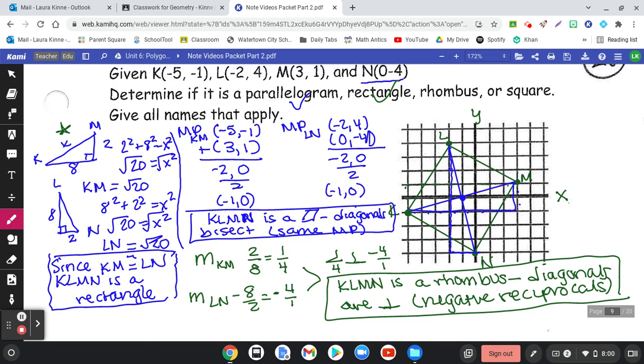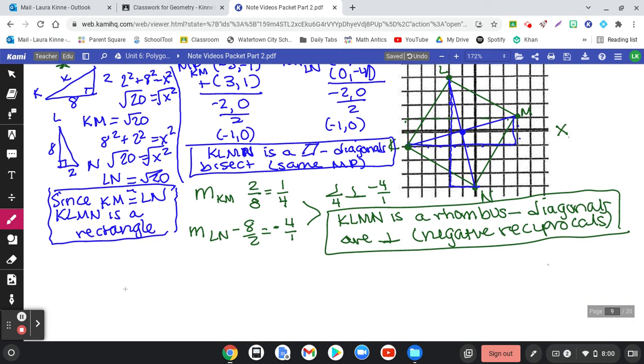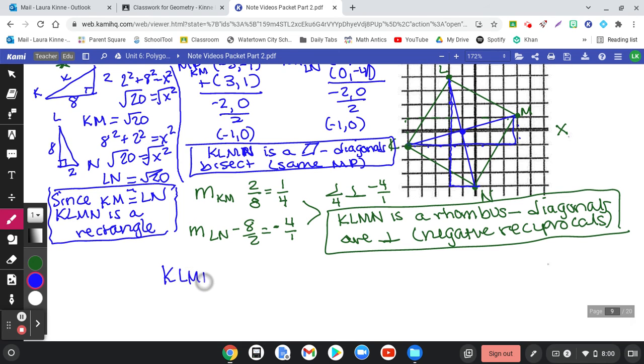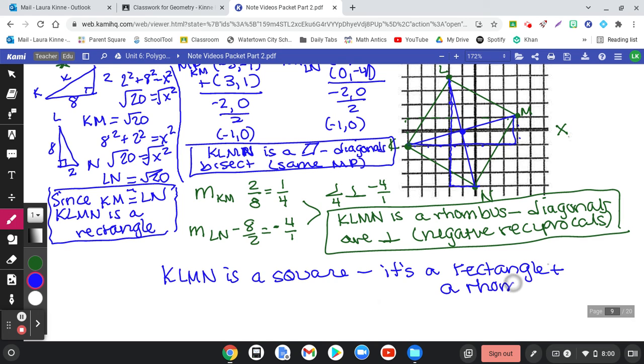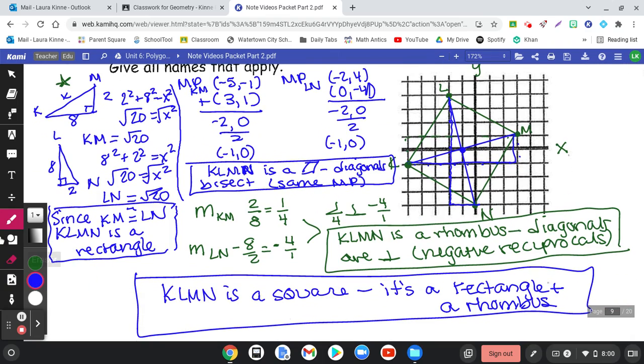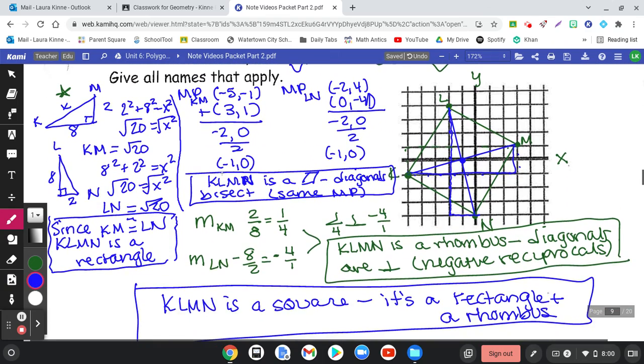Okay, so there's another part of our proof done. Now a square. It is a square because it's both a rectangle and a rhombus. Again, if it wasn't one of those, it wouldn't be a square. So last statement, KLMN is a square because it's a rectangle and a rhombus. Okay, so there's a proof. Again, they're longer. These are usually the big point questions on the Regents. So just make sure that you hit each one.